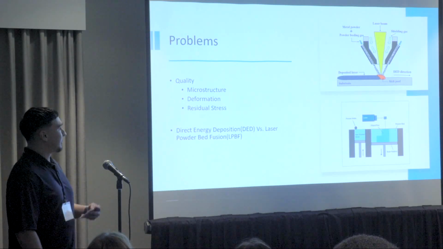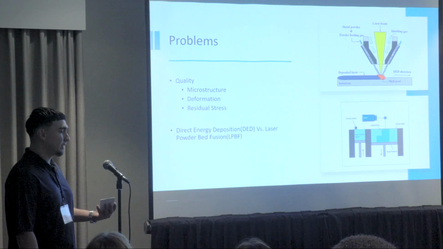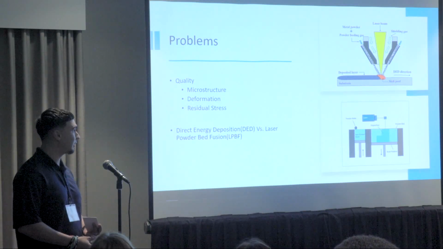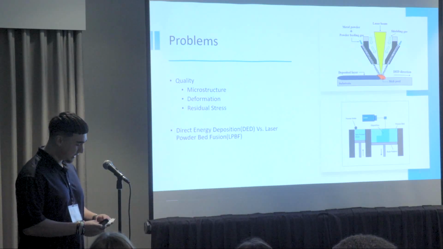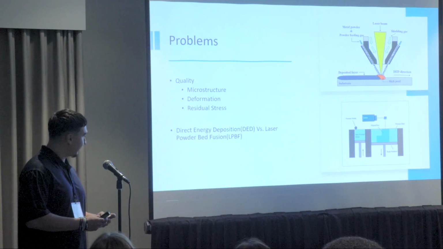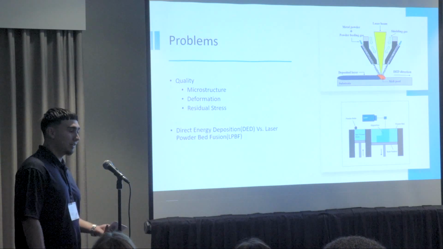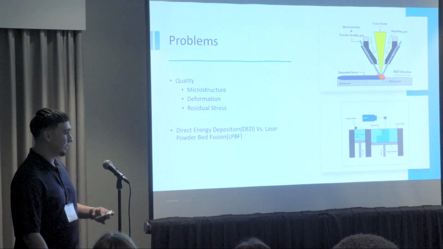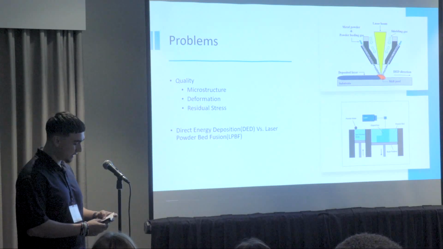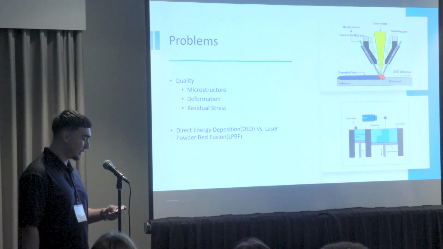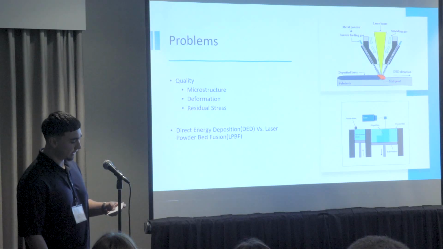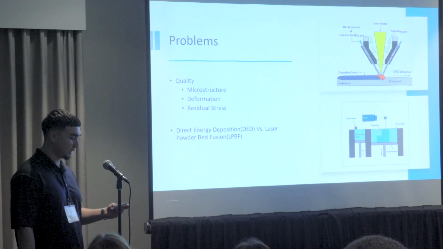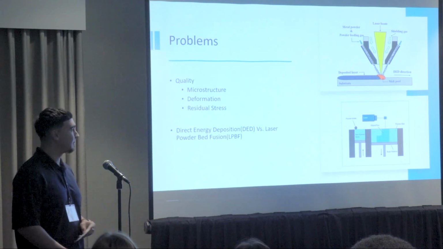Thermal history determines the quality of the part, which includes the microstructure, deformation, and residual stress. Thermal history varies between parts and between these methods of additive manufacturing. So we want to quantify the differences between DED and laser powder bed fusion for a range of parts to look for which process would have the best quality.